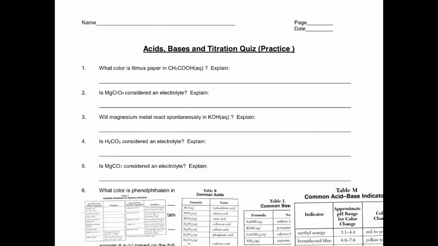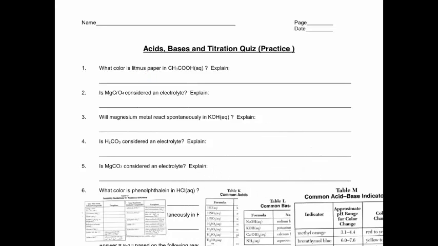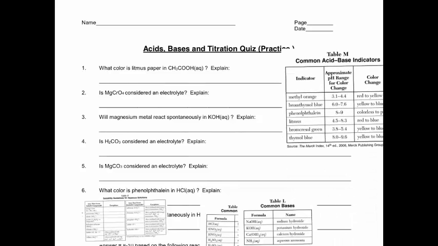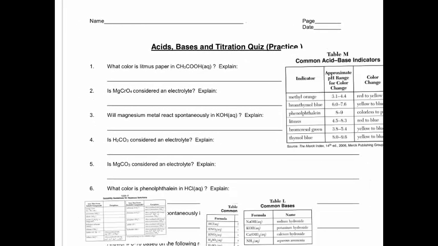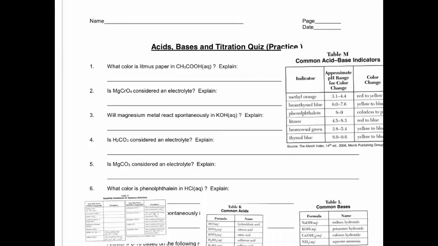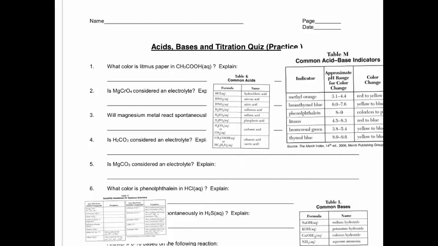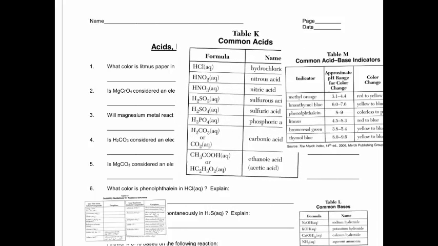Question number 1 on the practice quiz for acids and bases is asking what color litmus paper would turn in a specific solution. Litmus paper is an indicator, so we're going to definitely need table M. But before we can decide what table M would give us, we need to know what CH3COOH is. If you recall from organic chemistry, this is the functional group for organic acids. But also, if you look in table K, you're going to see that CH3COOH is one of our common acids.